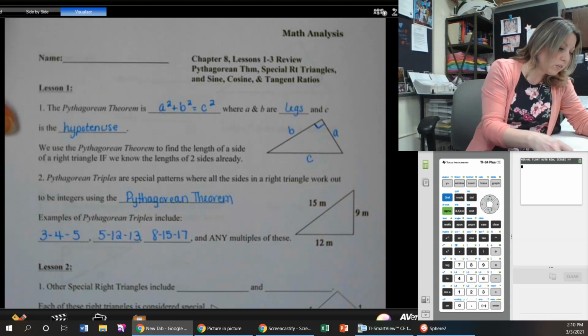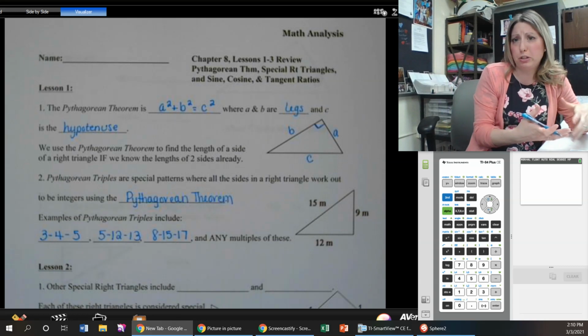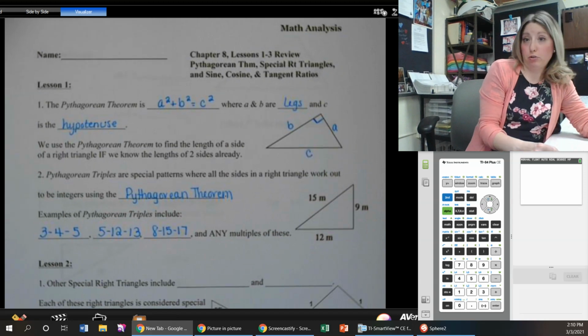Okay. And of course, there's more, but those are so big, they're just not going to be feasible with what we're going to be looking at. Other special right triangles.